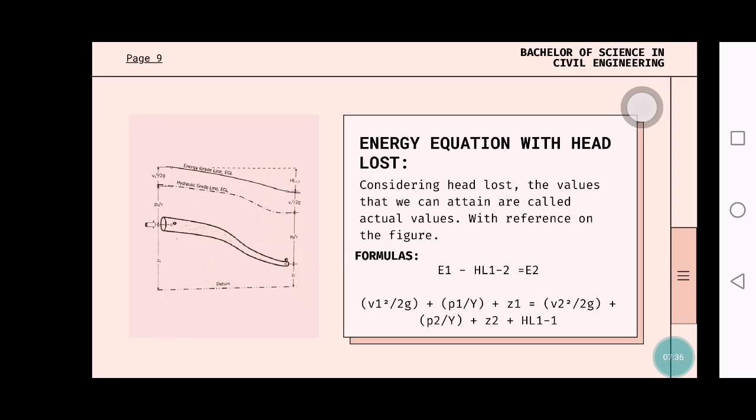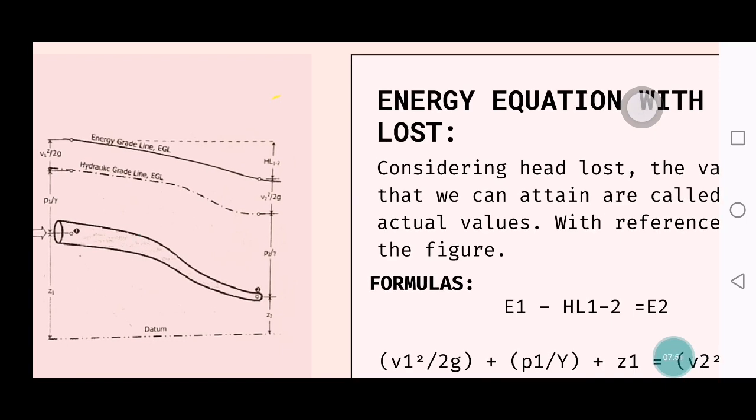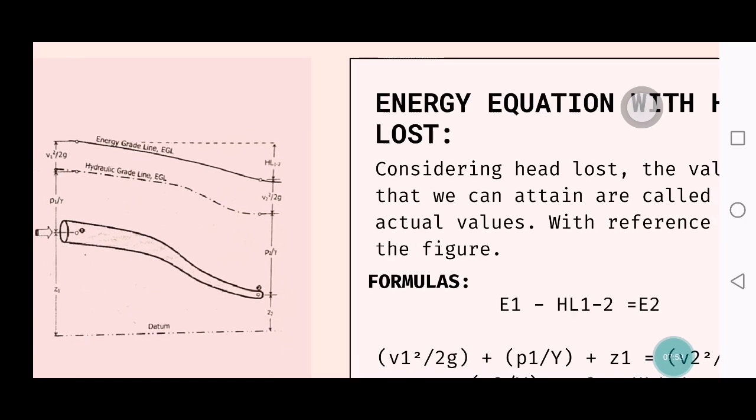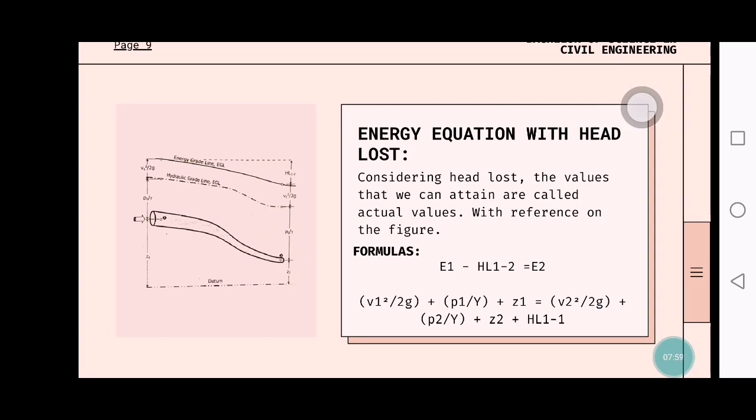Next, energy equation with head loss. Considering head loss, the values that we can obtain are called the actual values, with reference to the figure. Para the figure na nakaroon. Kung kain na hay, bukan na matutod-utod nga lain, makanin utod-utod yun. So, formulas na hay, E sub 1 minus HL1 to 2 is equals to E sub 2.